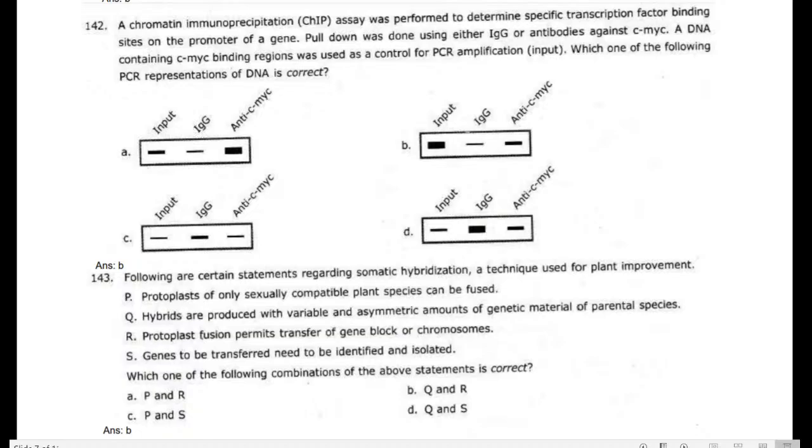And the most important experiment in the immunological method. In this immunological method, immunoprecipitation is the most widely used method. In this method, there are many kinds of processes.